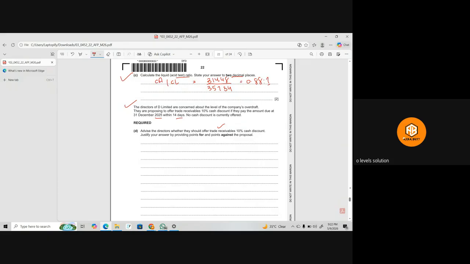Okay. So for the points, we can say if they allow this 10% discount, what will happen? There will be faster collection of trade receivables. This will lead to improved cash flow, and it will also reduce irrecoverable debt risk.